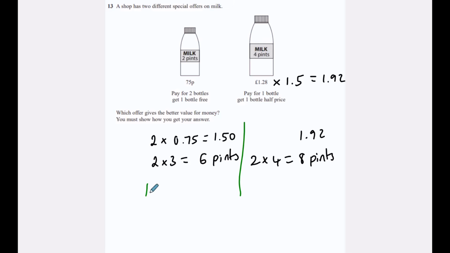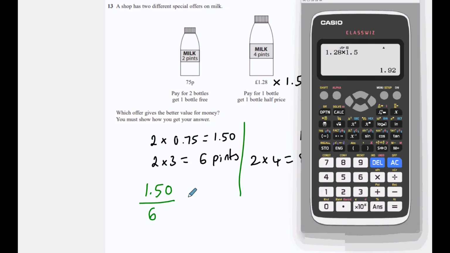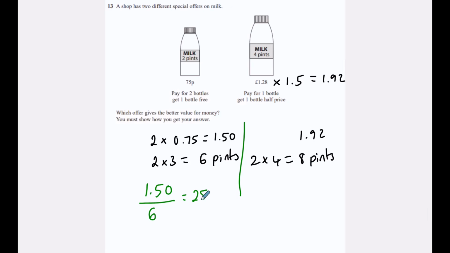£1.50 for 6 pints, £1.50 divided by 6. That's going to be 25p. That's 25p per pint. £1.92 divided by 8.